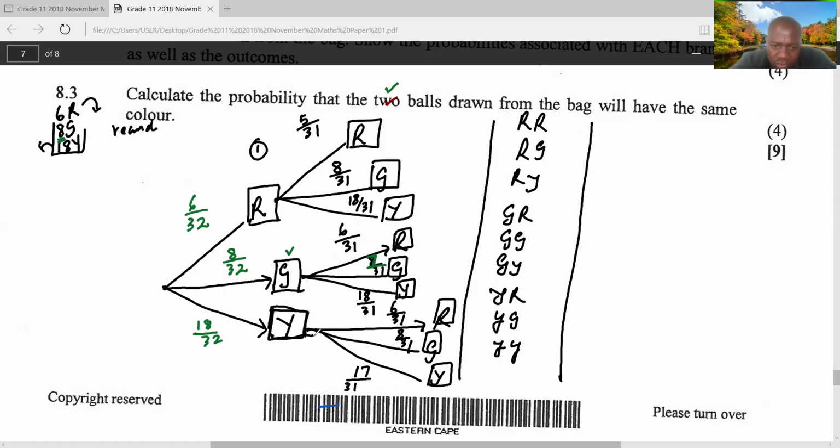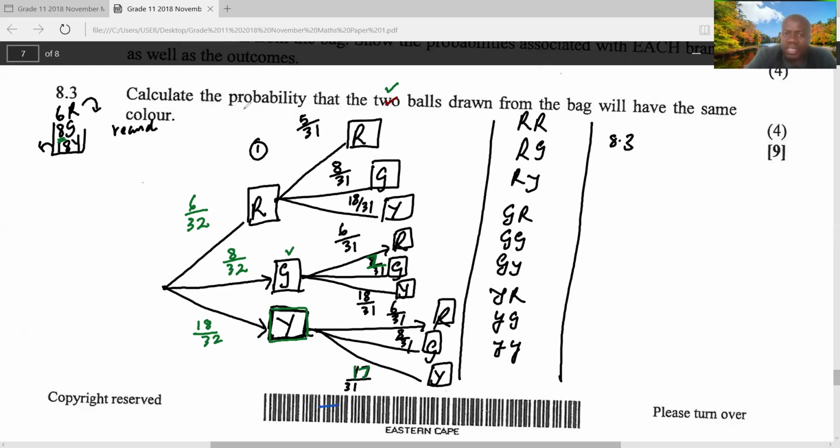Then to choose yellow, if we got yellow for the first time, it means the number of yellows will decrease, which means we'll only have 17 options over 31, which is fine. Then the green will be 8 out of 31, then the red will be 6 out of 31. So these are the possible outcomes. So we have answered 8.2. Now we're going to move on to 8.3.